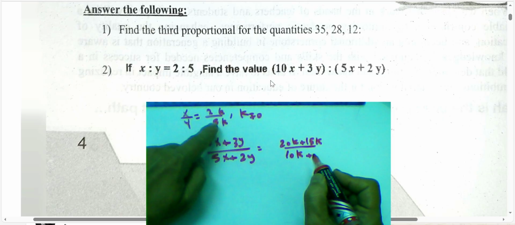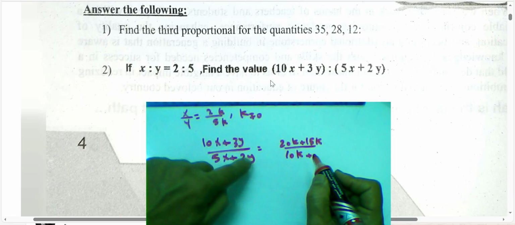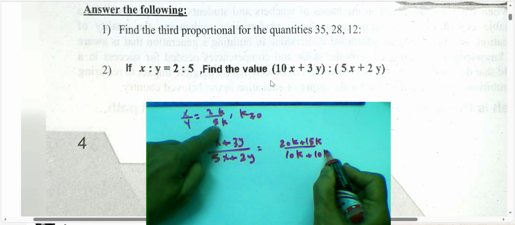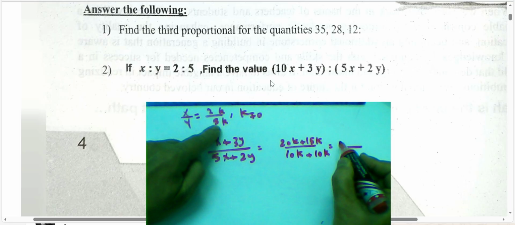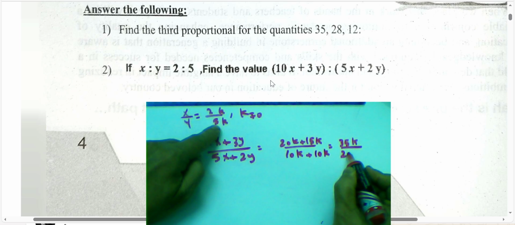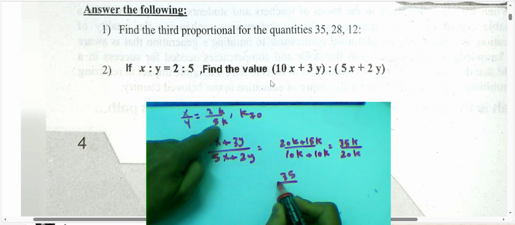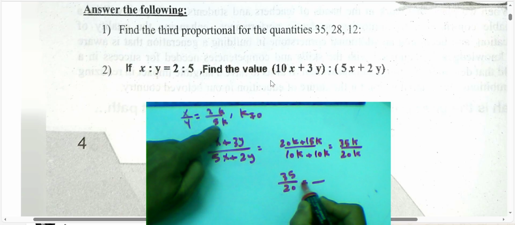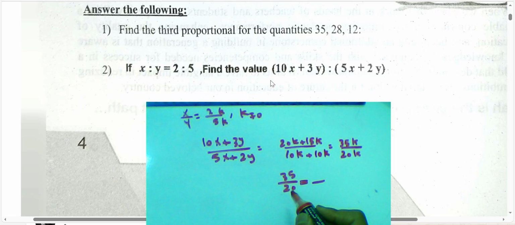2 times y. Y was 5k. 2 times 5 equals 10. Then we can collect 20 plus 15 equals 35. 10 plus 10, 20, and then we have 35 over 20, divided by 5 numerator and denominator. 35 divided by 5 equals 7, 20 divided by 5 equals 4. The result will be 7 over 4. Understood?